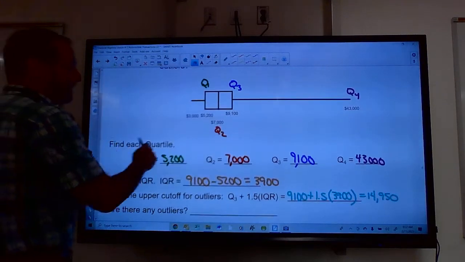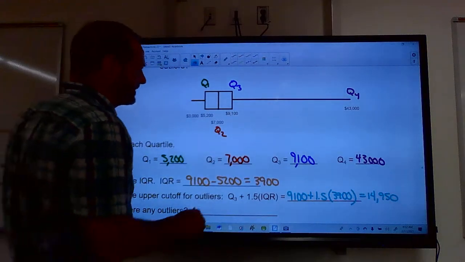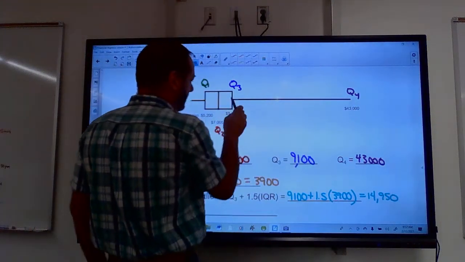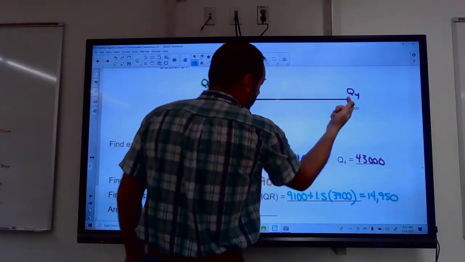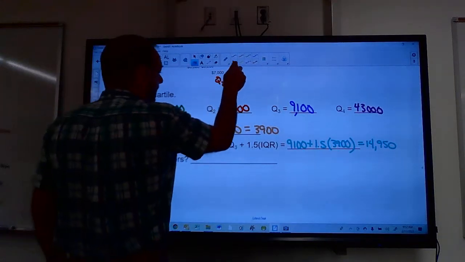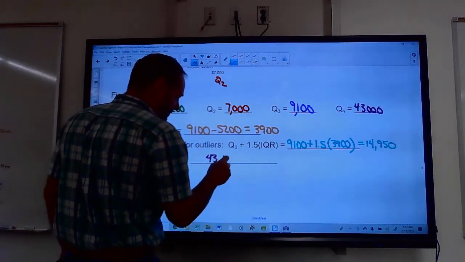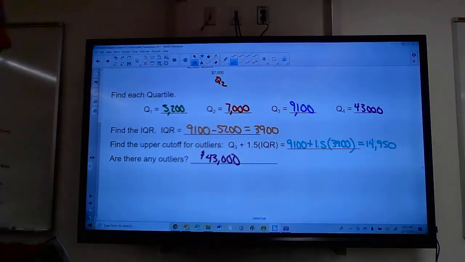Now, I don't know how many there are in between here. 25% of the data is between here and here, but I don't know where it is. It could all be right here with just one out here, or it could be all spread out. There might be more than one, but I know that there is at least one, and that one is going to be the 43,000.